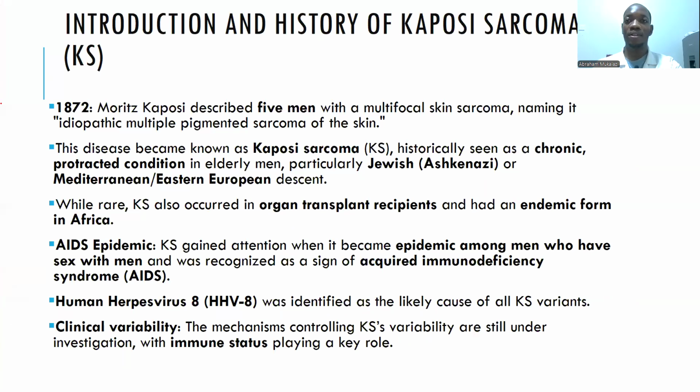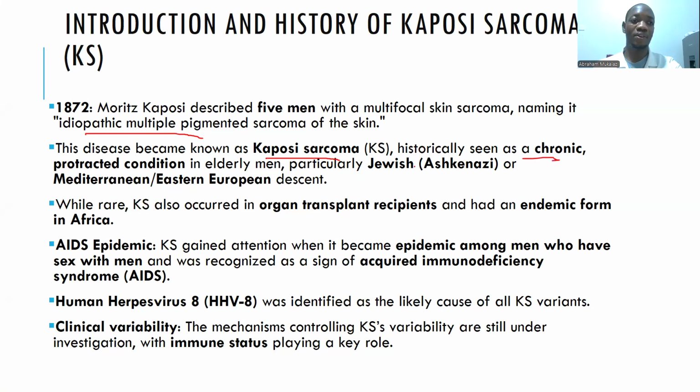So Kaposi sarcoma was first described in 1872 by Maurice Kaposi, who described this condition among his 5 men, who he noticed had a similar clinical picture, having focal skin sarcomas. According to him, by that time, he named them idiopathic multiple pigmented sarcoma of the skin. It is later on that we named them Kaposi sarcoma, in memory of his work and of him being the first person to describe this skin neoplasm. And then this became known as Kaposi sarcoma.